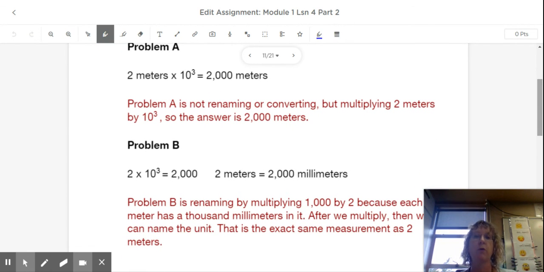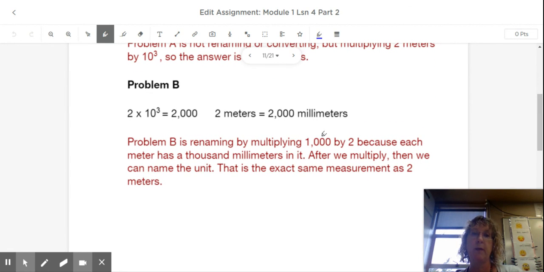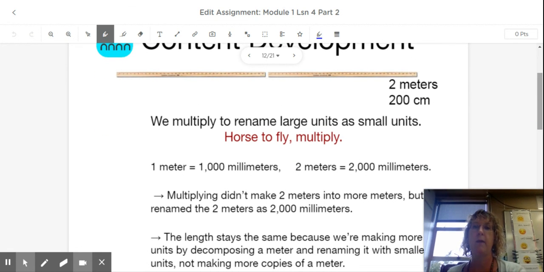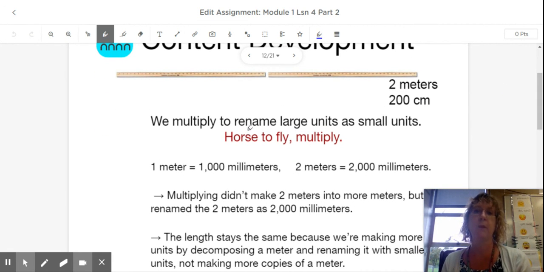Problem A is not renaming or converting, but multiplying 2 meters by 10 to the third. So the answer is 2,000 meters. Problem B is renaming by multiplying 2 by 1,000, because each meter has 1,000 millimeters in it. So after we multiply, we can name the unit. It's the exact same measurement, the exact same distance, as if we just are calling it by a little bit different name. Okay? So to rename large units as small units, horse to fly, multiply. Horse to fly, multiply. Okay?